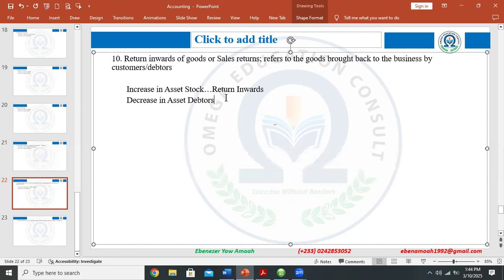However, because these customers have returned the goods back to us, how much they owe us is also going to decrease. So in the example I gave, if the initial goods we gave them was 3,000 Ghana cedis, and they have returned some back to us, then they will no more owe us 3,000 Ghana cedis. They will owe us less. There's going to be a decrease in how much they owe us. That's why we have a decrease in the asset debtors. Okay, does it make sense now?